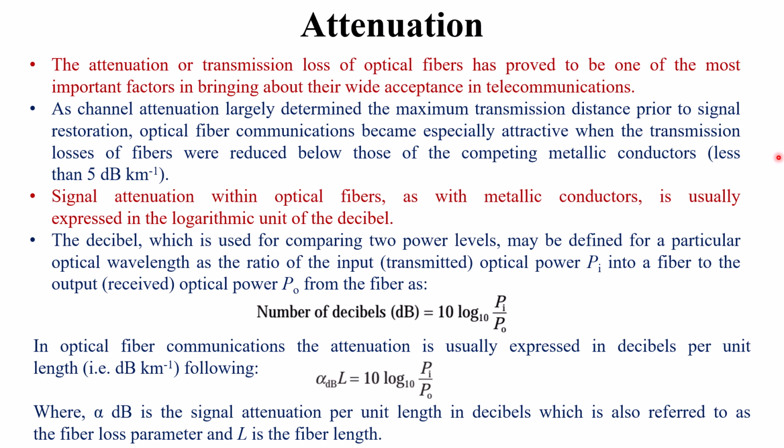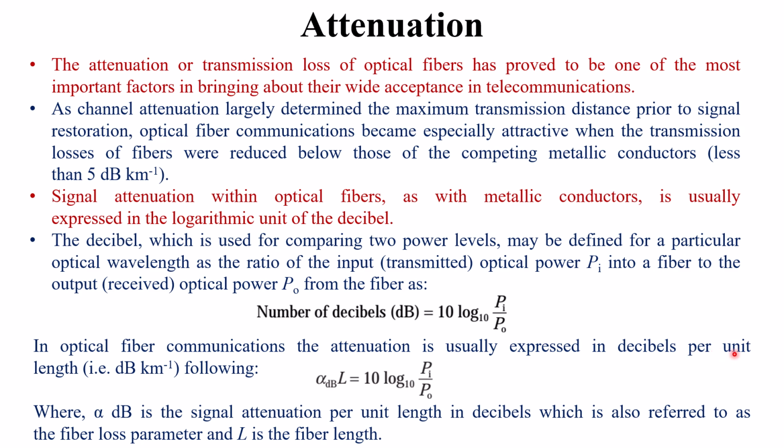Signal attenuation with optical fibers, as with metallic conductors, is usually expressed in the logarithmic unit of the decibel. We will see later on what the advantages of this particular unit, decibel, are. The decibel, which is used for comparing two power levels, may be defined for a particular optical wavelength as a ratio of the input optical power Pi into a fiber to the output received optical power PO from the fiber, which is defined in this way: 10 log to the base 10 Pi by PO.